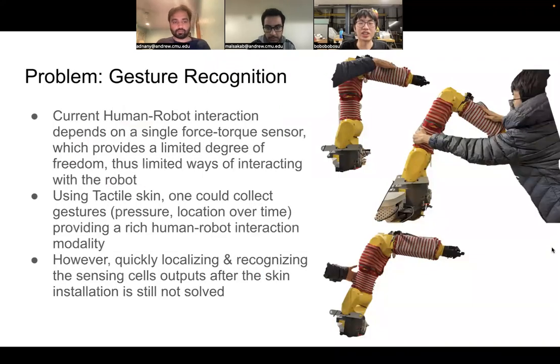Our target is gesture recognition. In order to perform gesture recognition, we need to accurately recognize or localize where the contact is happening. But after installation, we don't know which cell is where. So we need to use a neural network model to localize the contact.